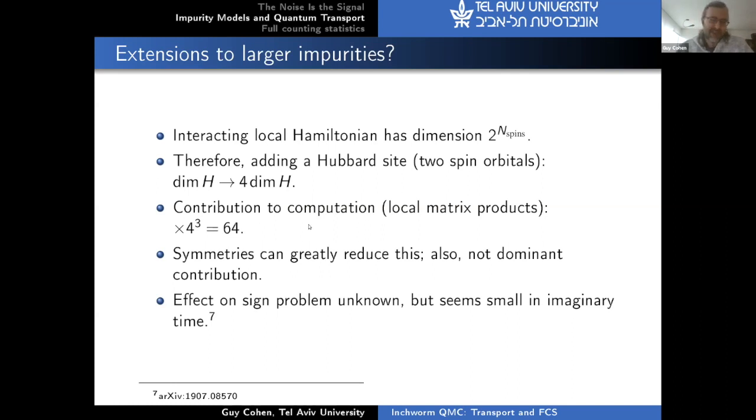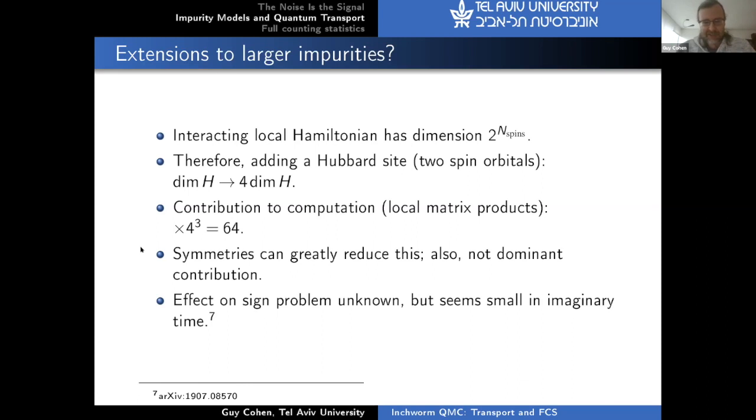But that actually sounds quite bad, right? That sort of makes you want to give up because these calculations are a little bit expensive as it is, but that is total brute force. By having just say spin as a good quantum number, you can reduce this so the largest matrix you would have is 6 by 6. And furthermore, this is not actually the dominant contribution. So it actually seems like at least going to say 2 impurities or maybe 3 should be possible. We haven't done it yet, okay?